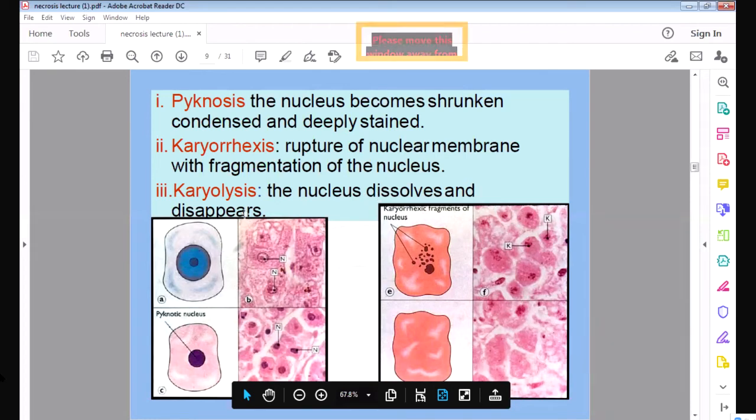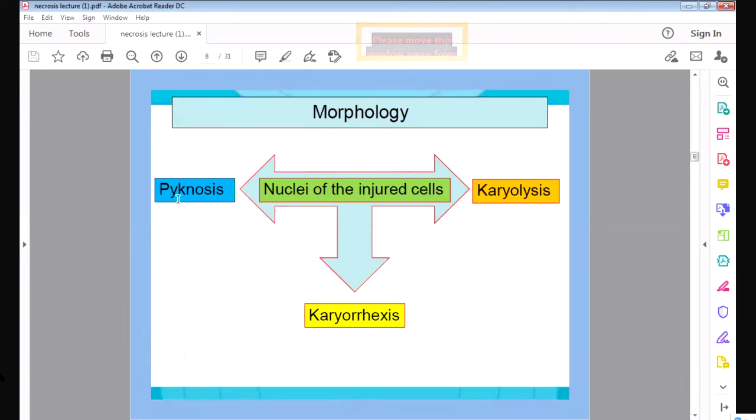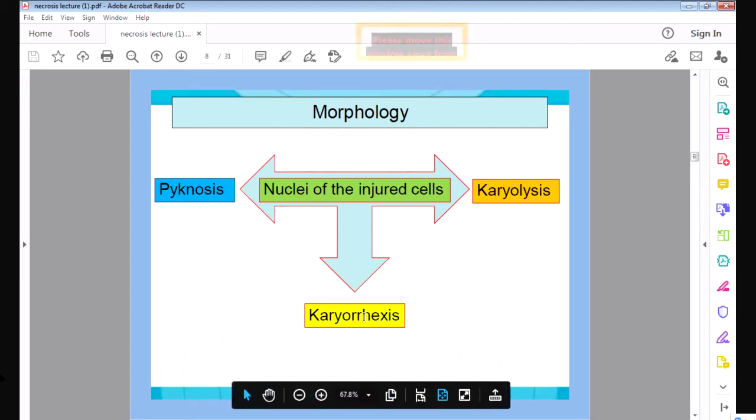So there are three processes. You can see the nucleus of the injured cell first undergoes pycnosis. Pycnosis means the nucleus becomes small in size. Then karyorrhexis, the nucleus breaks into small pieces, and karyolysis, the nucleus dissolves and disappears.